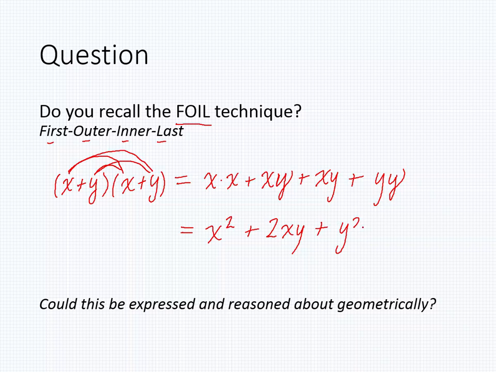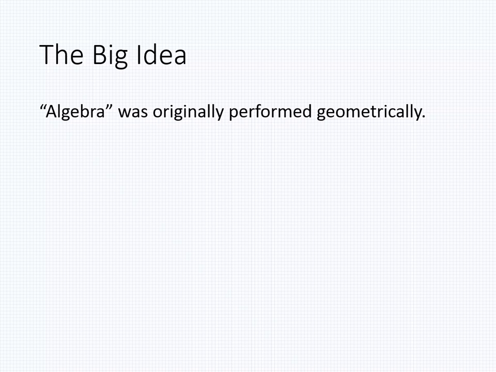And the question is, could this be expressed and reasoned about, and could we make formal proofs about this using geometry? And of course, the answer is an emphatic yes. Not only could we do that, but that's how it was originally done. Book 2 expresses algebra geometrically.